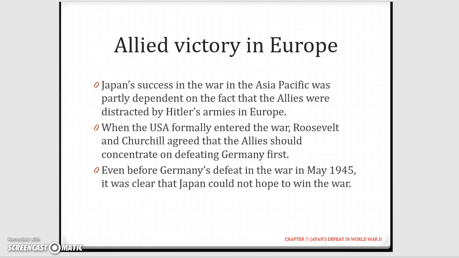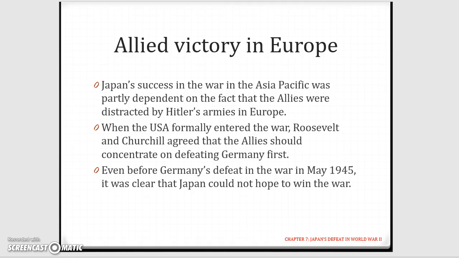Now, the last point here says, even before Germany's defeat in the war in May 1945, it was clear that Japan could not hope to win the war. So even this is a contributing factor. I don't think it's a very important main factor, but even before Germany was defeated, the defeats they experienced in all the small battles would have clearly shown Japan that they could not have hoped to win the war. Besides, they were running out of resources, and their overstretched empire, all these contribute, so this is a contributing factor but might not necessarily be a main factor in leading to Japan's defeat.